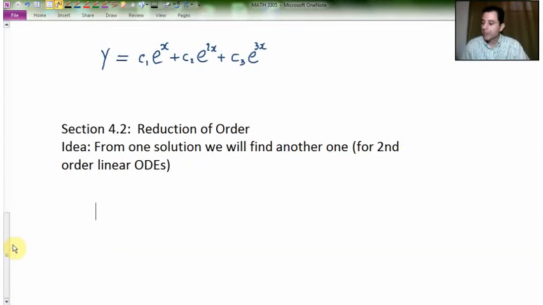It starts on page 131. So let's look at one example. Okay, here's the ODE. This is a second order linear ODE, because it has a second derivative. And let's say we know that one solution is e to the x. If I put e to the x here, the second derivative is e to the x minus the function, which is e to the x, that's 0. So it is a solution.